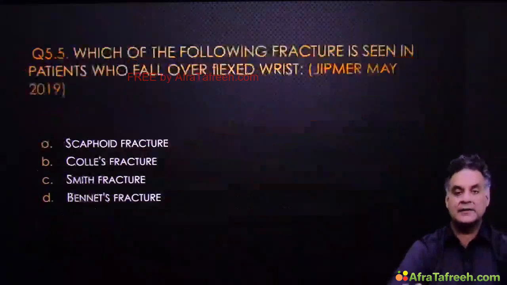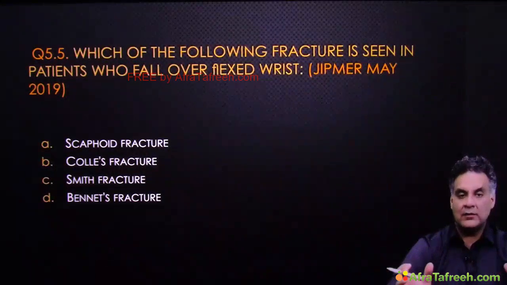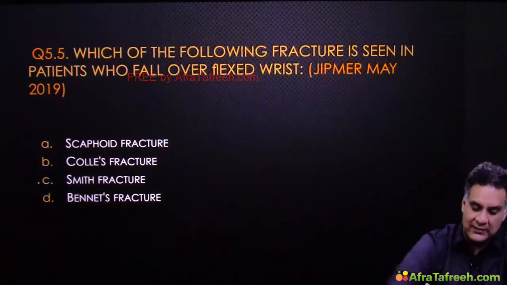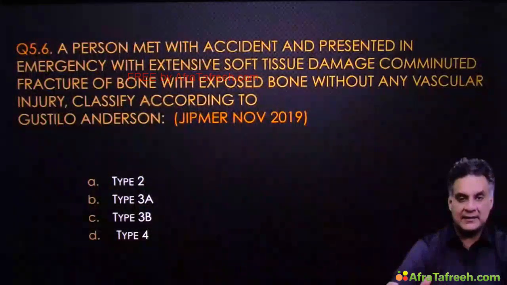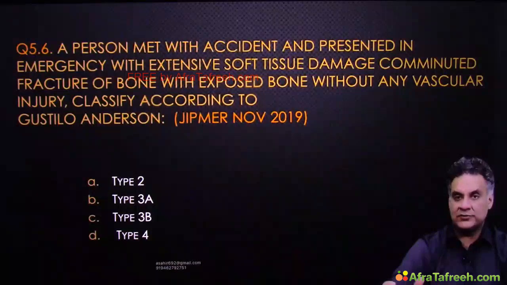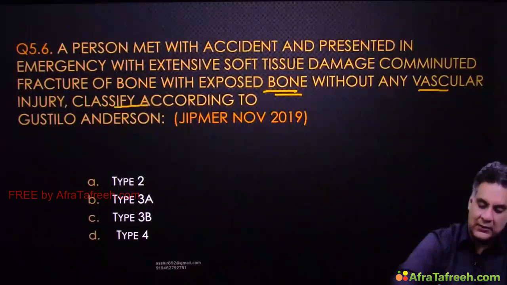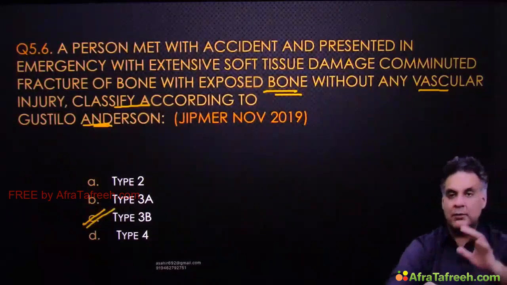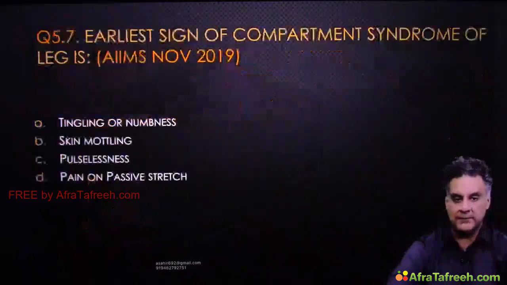Absolutely correct. Which of the following fractures is seen in a patient who falls over a flexed wrist? So when it's an extended wrist, it's Colles. Flexed wrist is Smith fracture. A person met with an accident, presented with extensive soft tissue damage, with comminuted fracture of bone with exposed bone, without any vascular injury, classified according to Gustilo-Anderson. This is going to be type 3B. When the bone is exposed, 3B. If the comminuted fracture with bone not exposed, 3A.